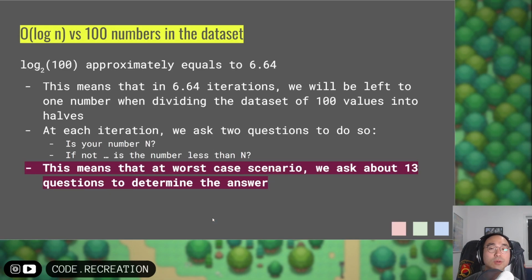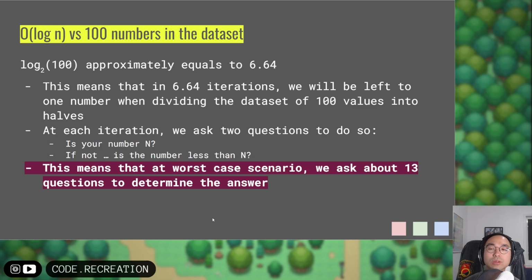So to end this video off, we're going to talk about the relationship between log n and the 100 number values in our data set. Okay, most often when we think about logarithms in terms of big O notation, we assume that the base of the log is 2, because we are splitting the data set into halves continuously.